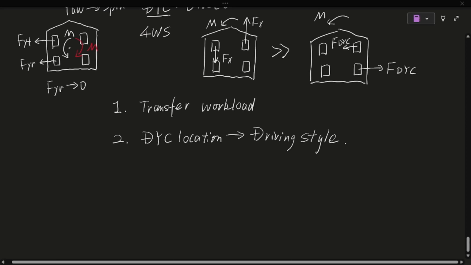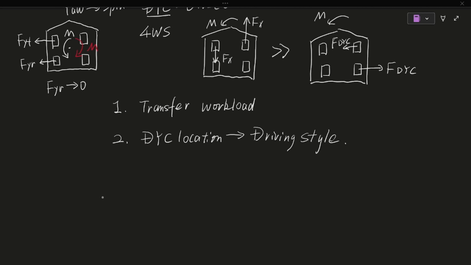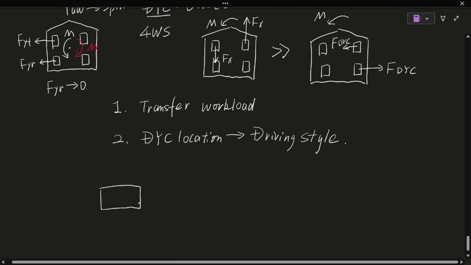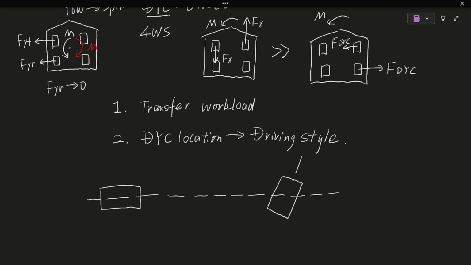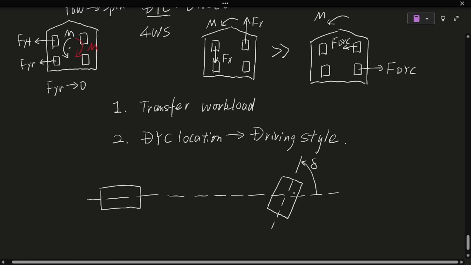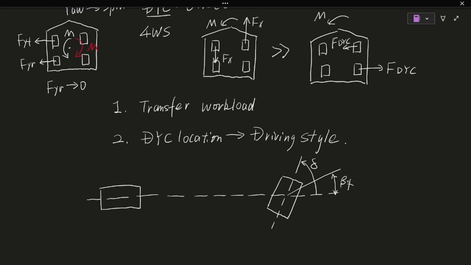First, we need to build the 2 degree of freedom vehicle bicycle model. This is the rear wheel, the front wheel, the longitudinal axis, the steering angle delta, the front slip angle beta f, the rear slip angle beta r, and the vehicle slip angle at the center of mass beta. If you are not familiar with this model, please refer to my previous videos.